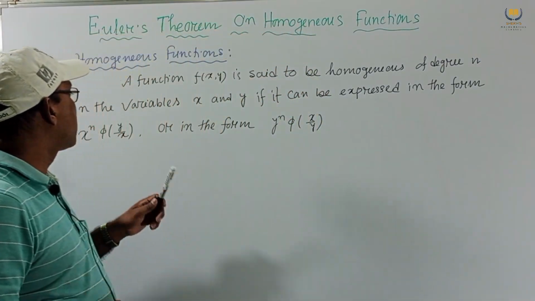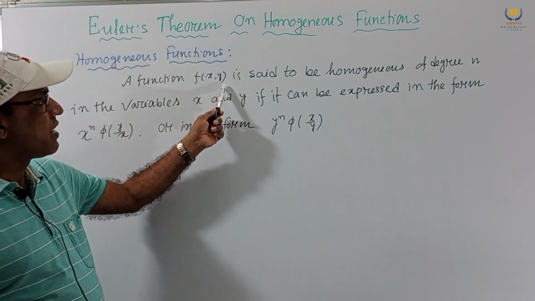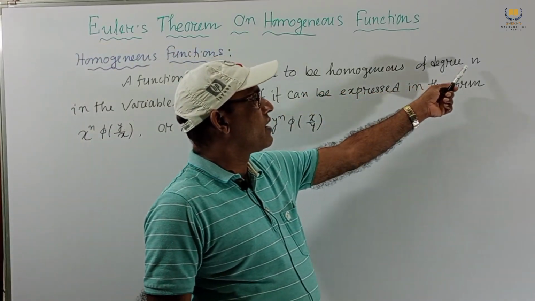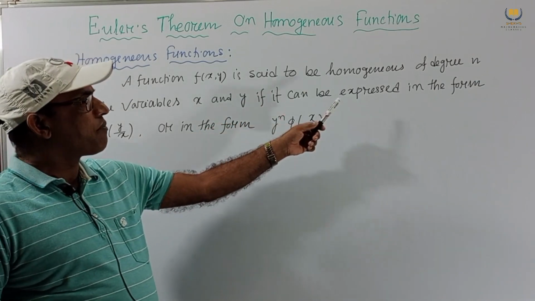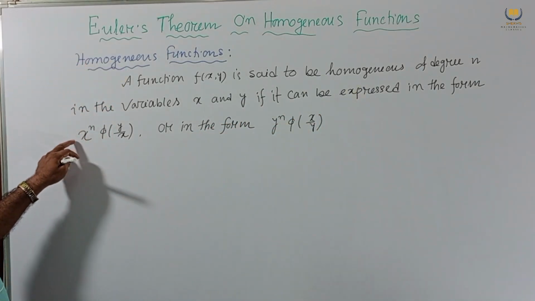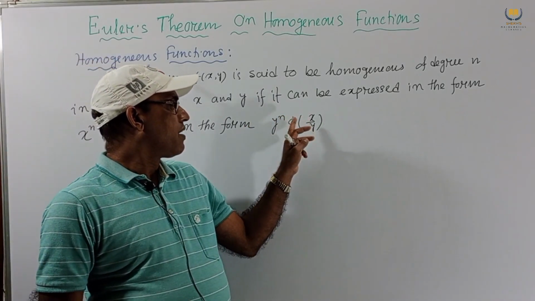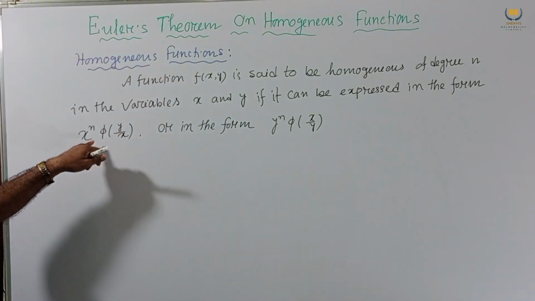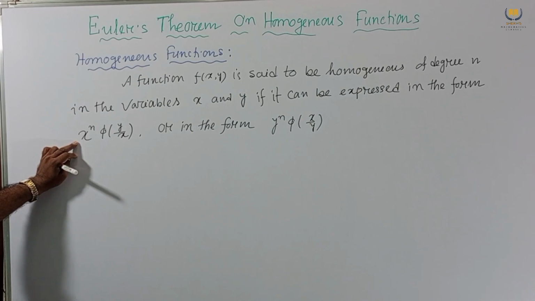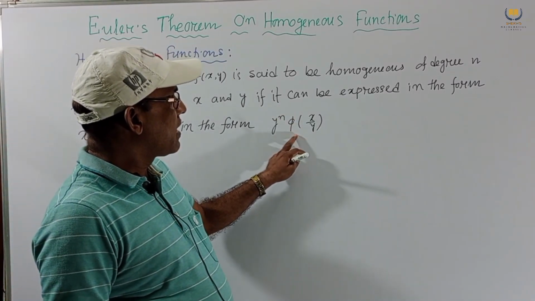The definition: a function f of x, y is said to be homogeneous of degree n in the variables x and y if it can be expressed in the form x to the power n phi of y by x, or in the form y to the power n phi of x by y. If we express it in the form x to the power n phi of y by x, this is called a homogeneous function of degree n.